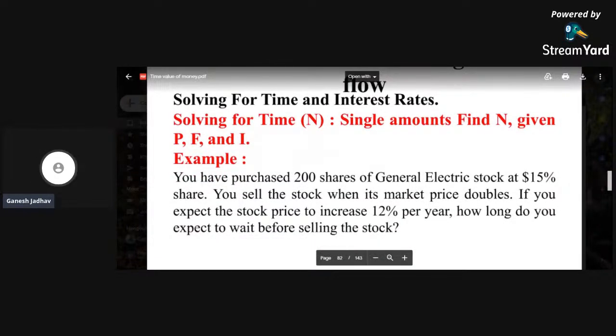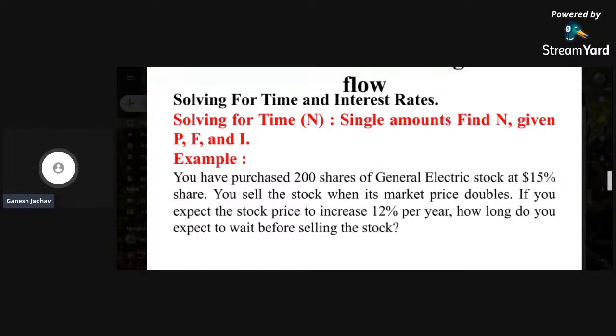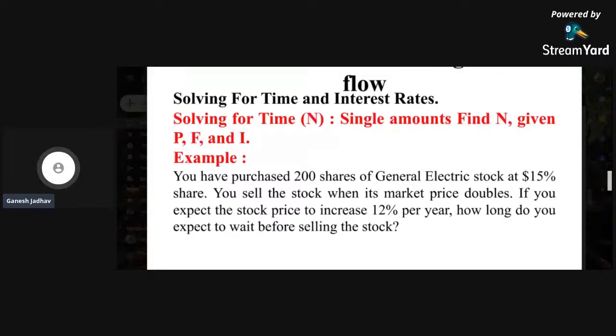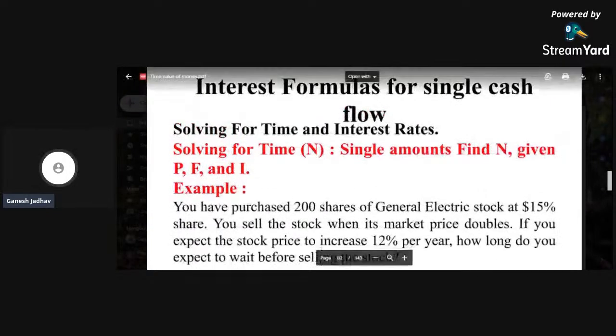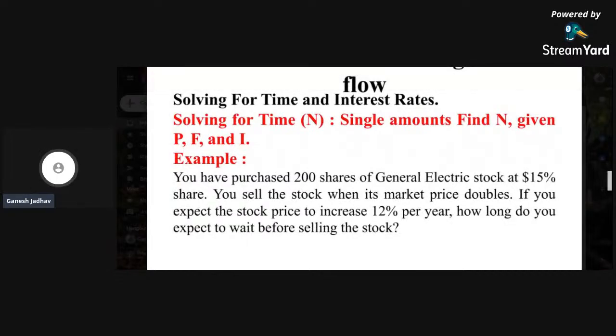Here is the example. You purchase 200 shares of General Electric stock at $15 a share. You sell the stock when its market price doubles. If you expect the stock price to increase 12% per year, how long do you expect to wait before selling the stock? We will also solve this in the next lecture.